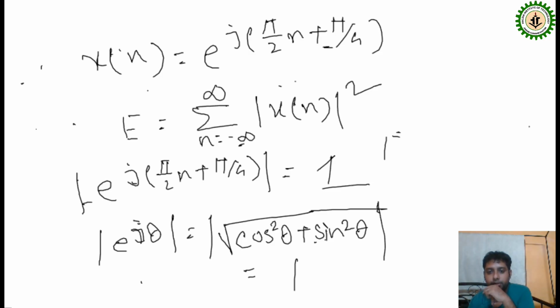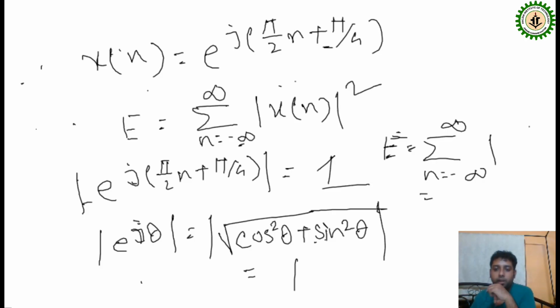That means if we find the energy, that is E is equal to summation n is equal to minus infinity to plus infinity mod of x[n] square, that is 1. So here we are adding 1 infinite times. Suppose it is given that n is equal to minus 3 to 3, summation n is equal to minus 3 to 3 of 1. How many sample points will we get? Minus 3, minus 2, minus 1, 0, 1, 2, 3. That means 7 sample points are there.